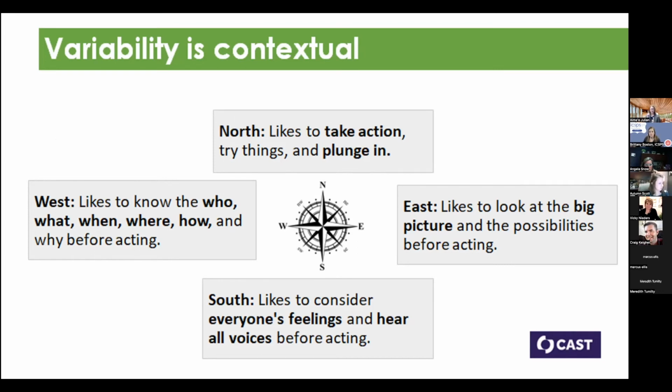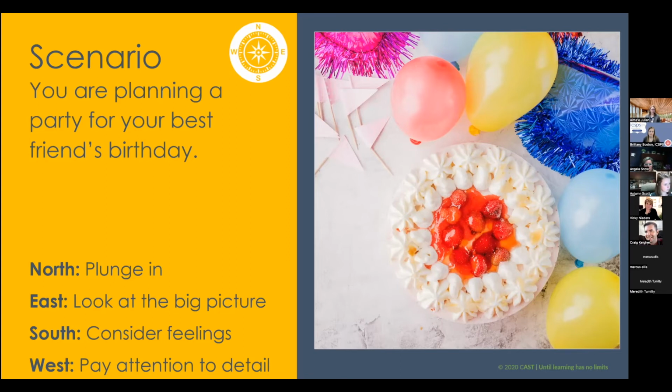So I'm guessing as you're sitting there, you're thinking, oh, okay, my mother-in-law's a North, my husband or partner is an East, my son is a South, things of that nature. But I want you to understand that though variability is important and you do have definite personalities with variability, variability is very contextual. So let's give a scenario here. You're planning a party for your best friend's birthday, okay? Go ahead and throw this in the chat: are you a North? Do you plunge right in? Are you an East? Do you look at that big picture? Are you a South? Do you consider everyone's feelings? Or are you a West? Do you pay attention to the details?